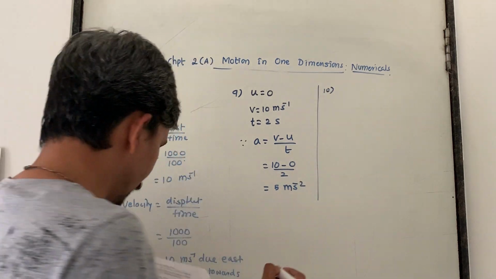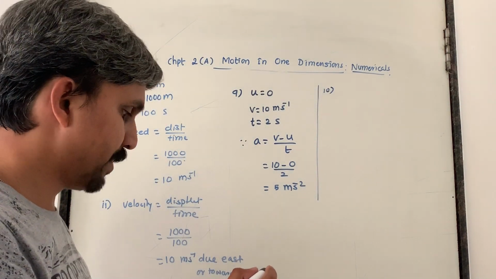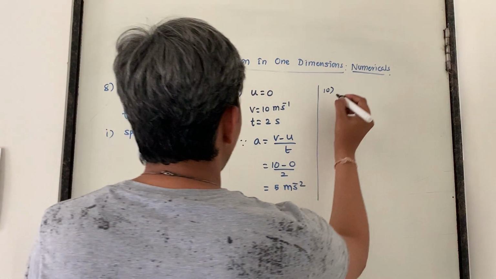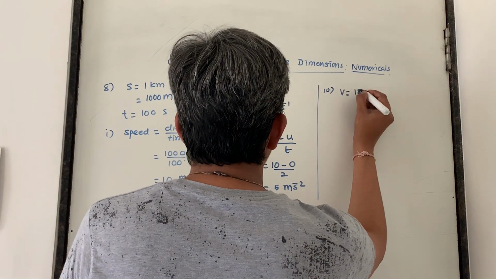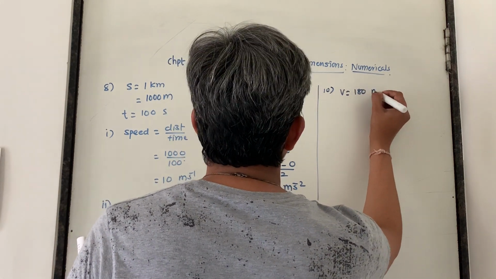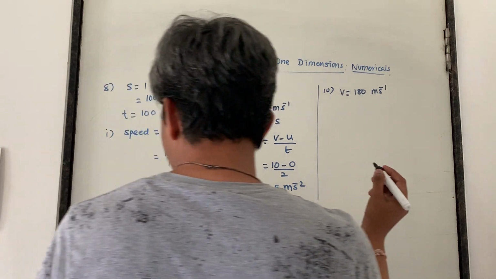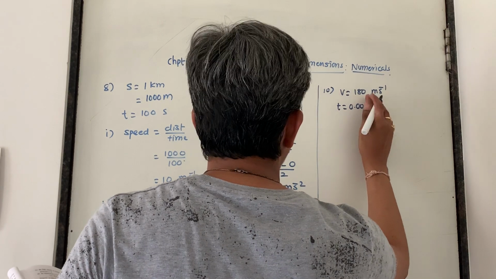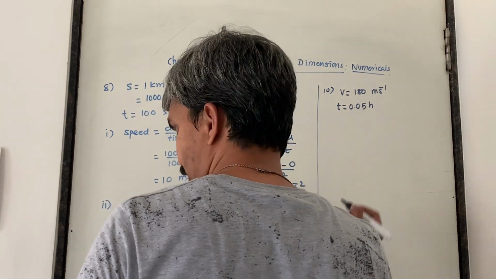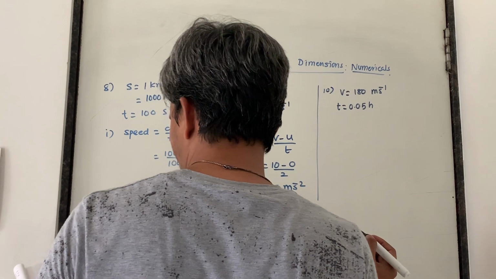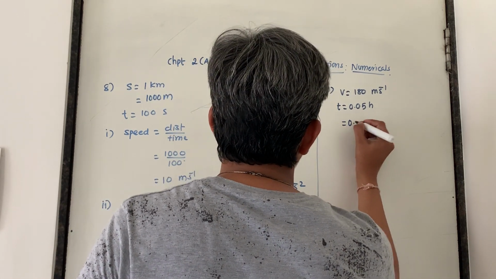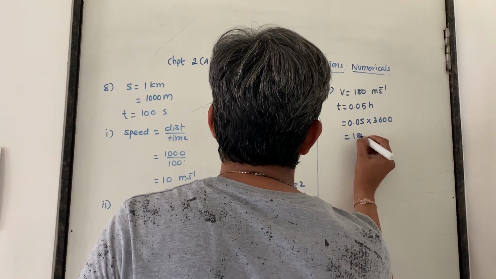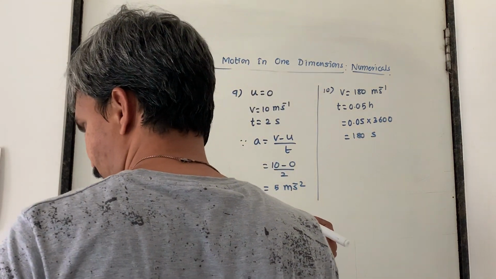What is given in 10th question? A car starting from rest acquires a velocity of 180 meter per second. That is, v is given 180 meter per second, right? Time दिया हुआ है, that is 0.05 hours, right? I want to convert this into seconds, time second में करना है, तो 0.05 into 3600, that comes out to be 180 seconds, right?